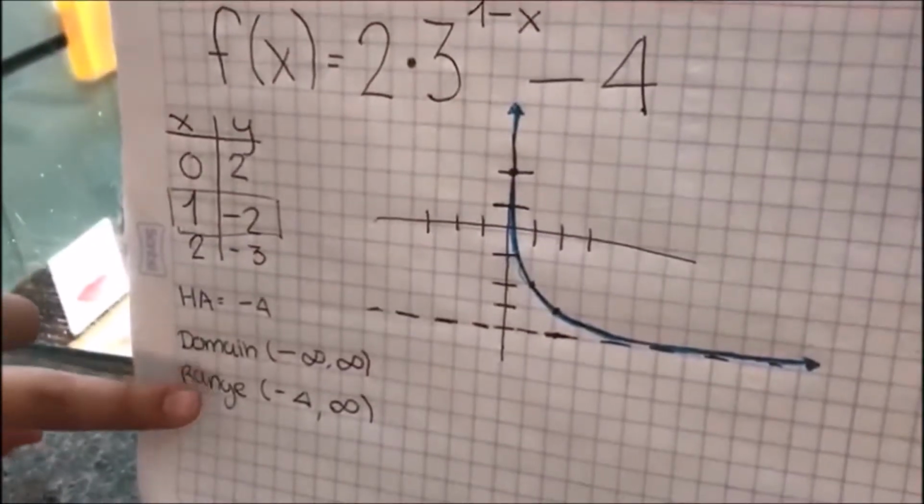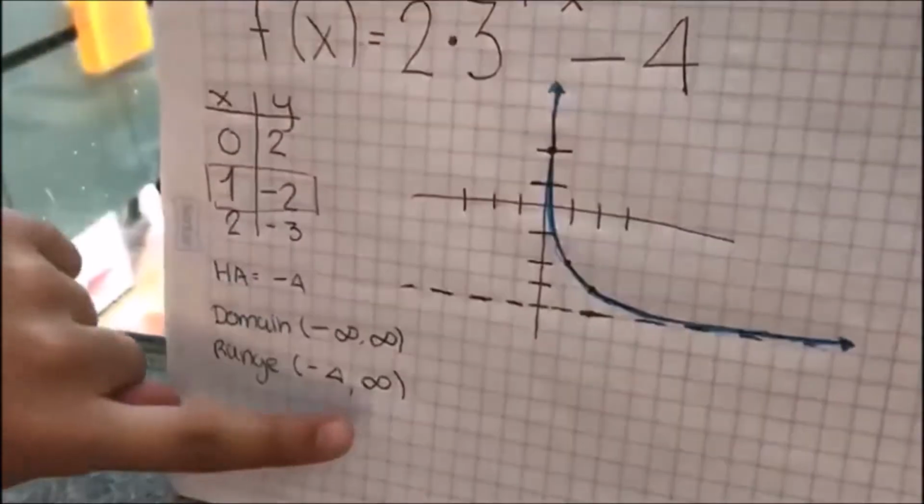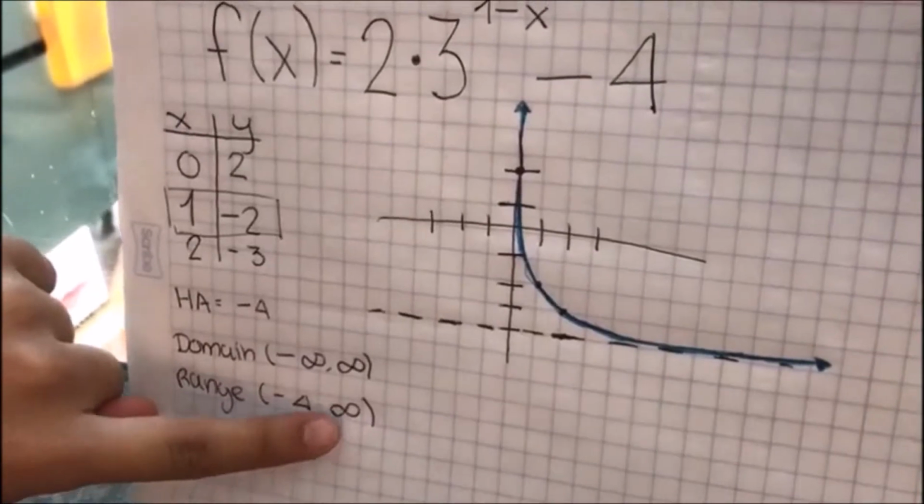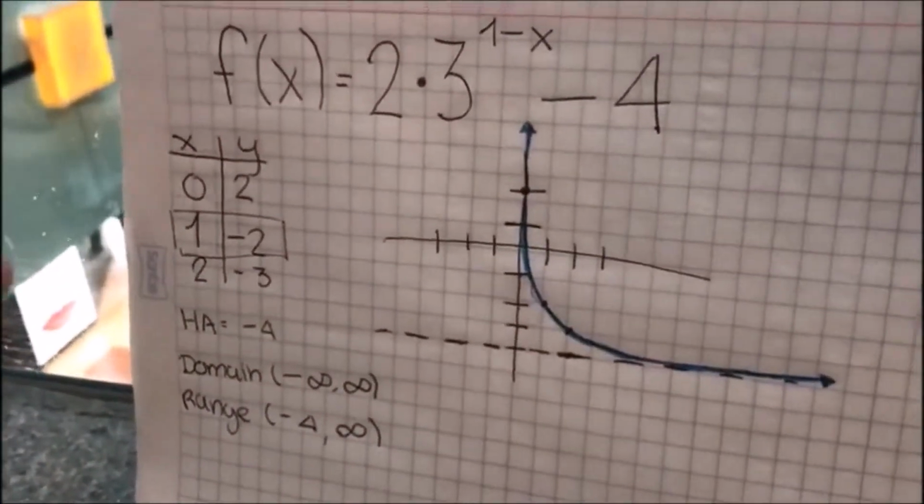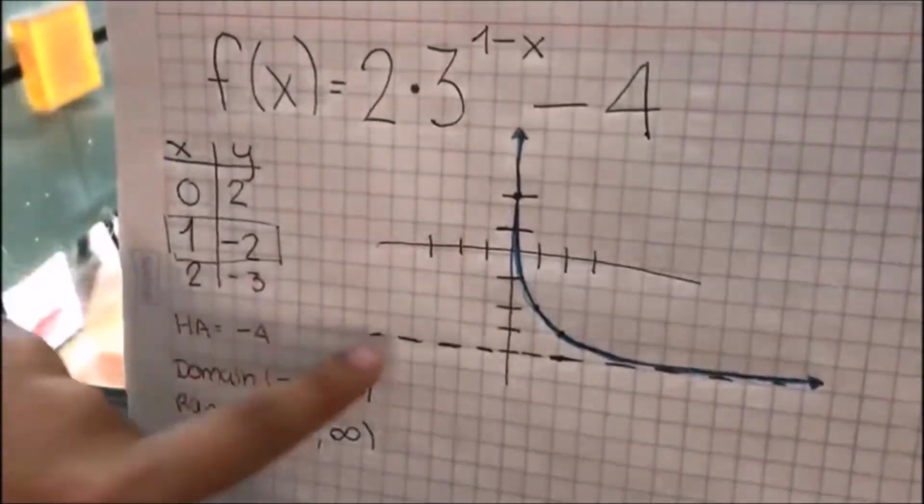Now the range, we can get it from the horizontal asymptote to infinity. And in exponential functions, we cannot have vertical asymptotes, only horizontal asymptotes.